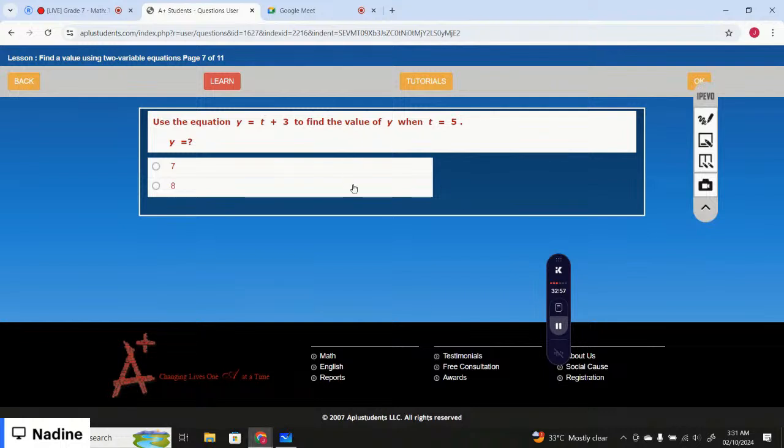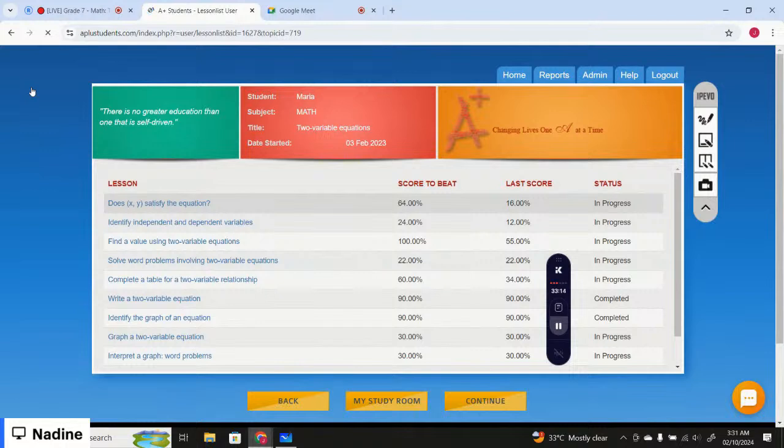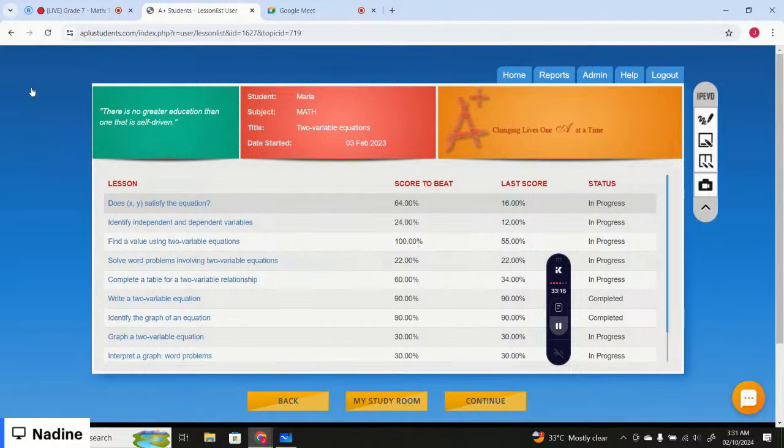Yes, the correct option is 8. Option number 2 is the correct option. Okay, you can complete the lesson by yourself later today. Let me just move on to next lesson. And the next lesson is solve word problems involving two variable equations. Let's just start with the lesson.